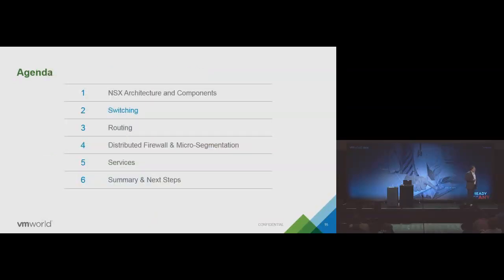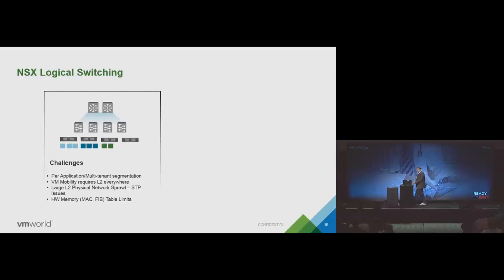So let's move on from the components into the switching. How does the switching work and how is it implemented? One of the problems the NSX logical switching is trying to solve, right? We had a physical network for a long time that needed to remain at layer two.